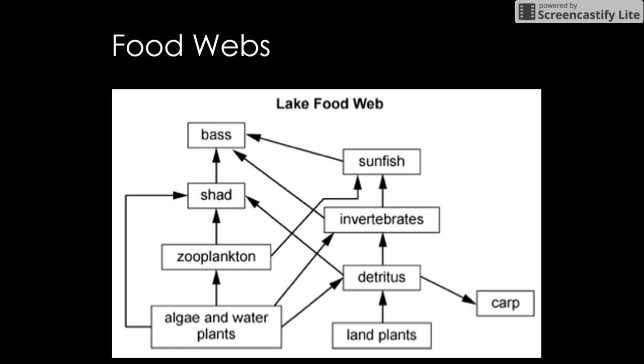Number 2 is just the opposite. We want to know what now in this food web is going to cause an increase in the invertebrates. What's going to cause this to increase? A, removing the carp.